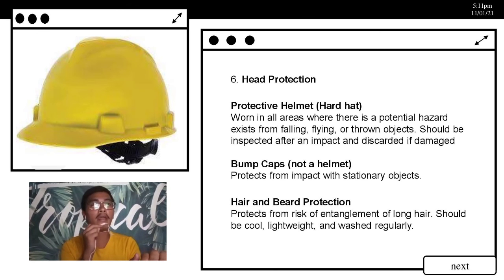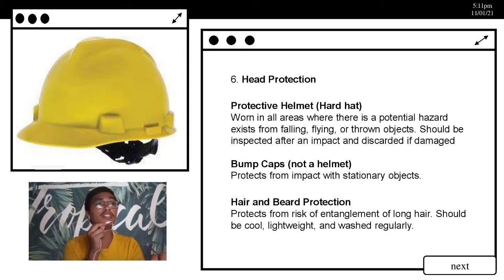So the next one is the hair and beard protection. So why do we need this? Because when you are working in a workplace that involves a machine that could get your hair entangled in it, you can be protected by that. So it should be cool, lightweight, and washed regularly. So there are also other types of head protection. So what are these? So let us have a little trivia.